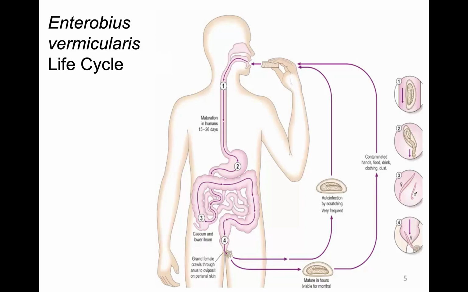This is one way that the egg gets inside the GI tract. Also, the eggs are very easy and take only a little time to mature. They mature in an hour, and they can stay viable for months. So contaminated hands, food, drinks, clothing, dust, anything can take an easy transport and get inside the mouth.